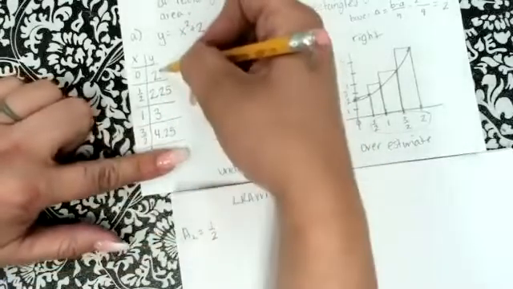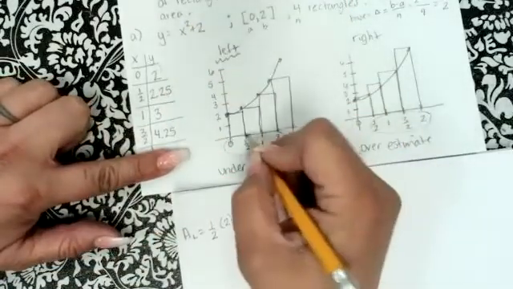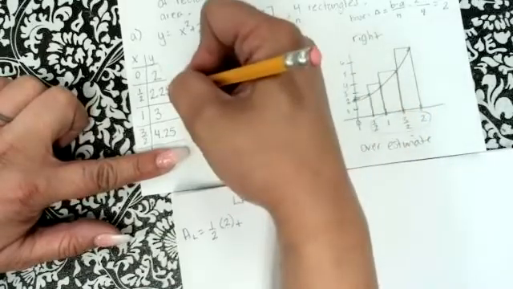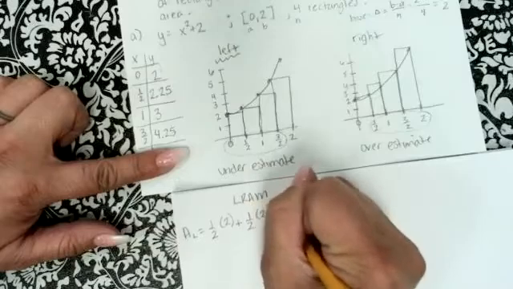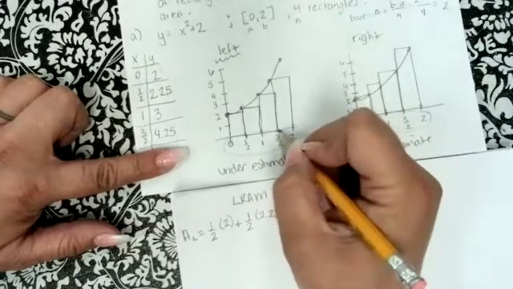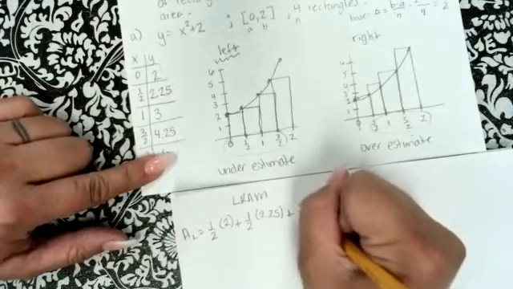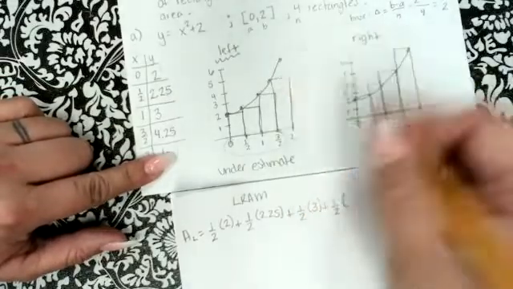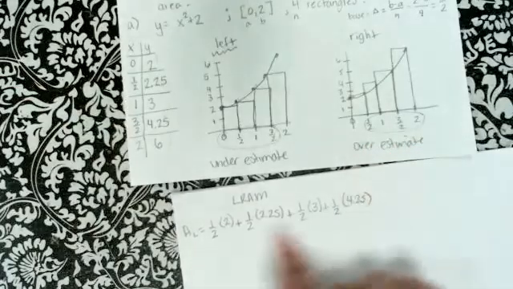And remember, my height is going to be a 2 on this one. Plus, my base here is 1/2, and my height is going to be the 2.25. 1/2, and the height of 3. 1/2, and the height of 4.25. If you notice, all of these have a 1/2.